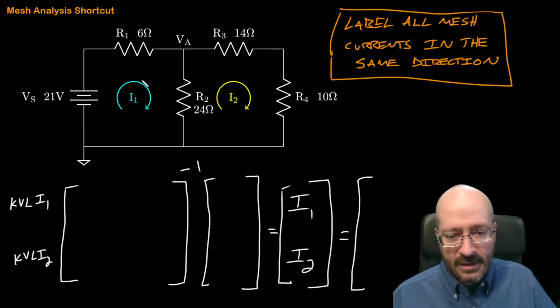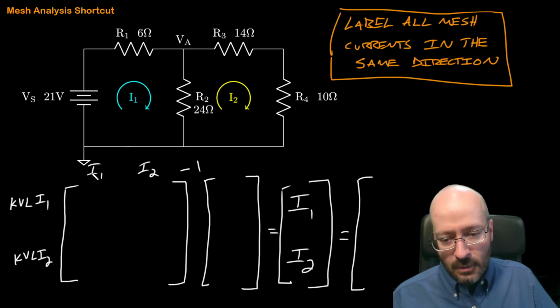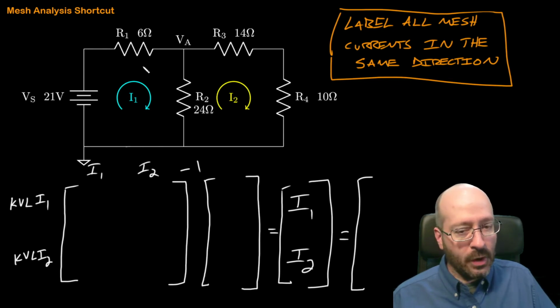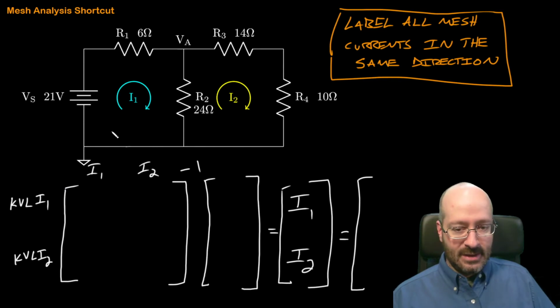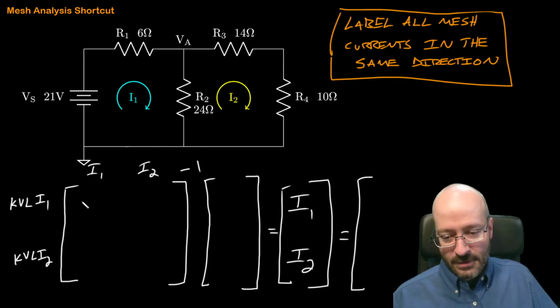Looking at the KVL for I1, these are going to be the I1 coefficients, these are going to be the I2 coefficients. All right, so if I'm writing a KVL for I1, I say, what does I1 touch? Okay, and since that's the mesh that I'm writing the KVL for, I add up all the passive components, resistors in this case, and it ends up being positive. Okay, so 6 plus 24 is 30.